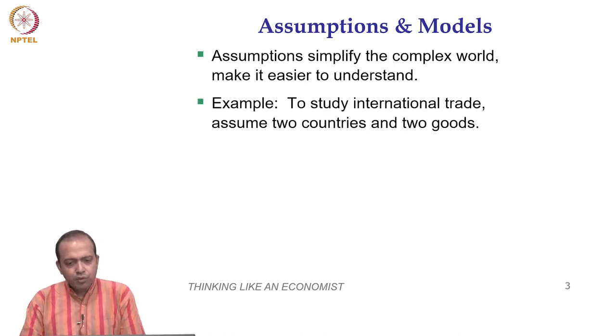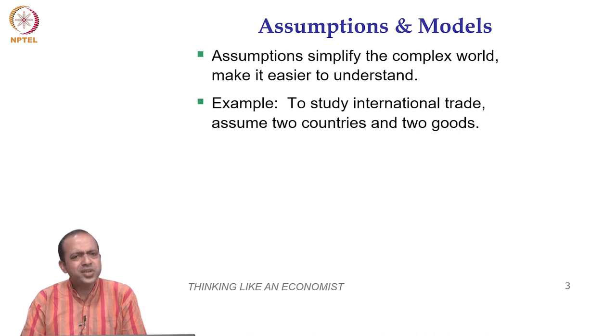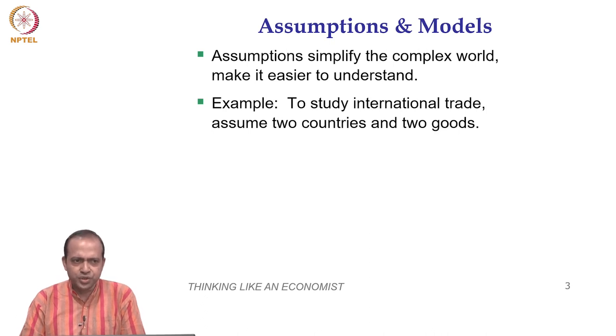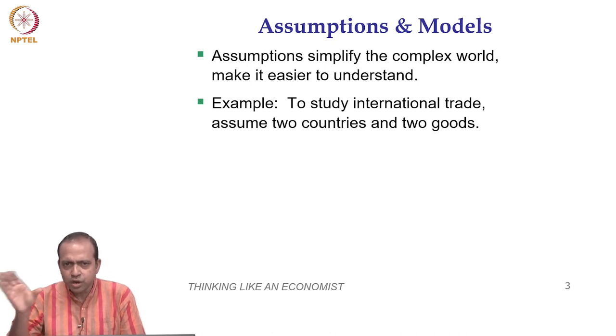For example, when we study international trade, we assume there are two countries and two goods. Now, you might be saying that in the world, there are too many countries. Why are you assuming only two countries? There are too many goods in this world. Why are you assuming only two goods? The only purpose of this assumption is to make the world very simple. To start with, if I assume there are n number of countries and n number of goods, then it would be very difficult for us to understand. So once we understand the economic theories based on these simplistic models, then we can always relax these assumptions and make our model more realistic.